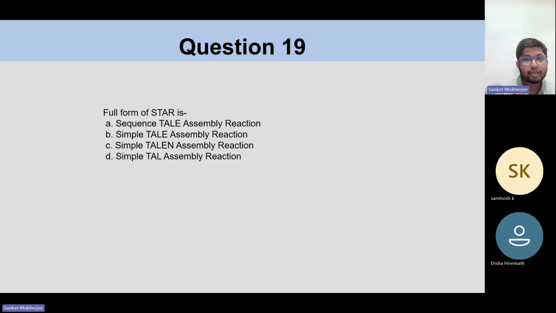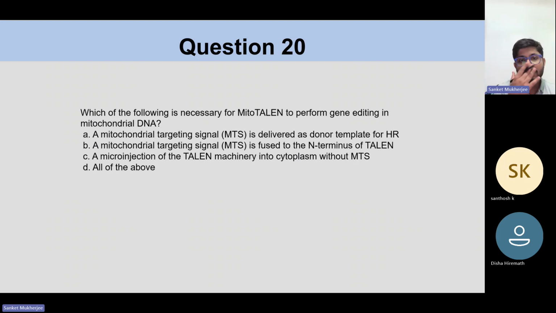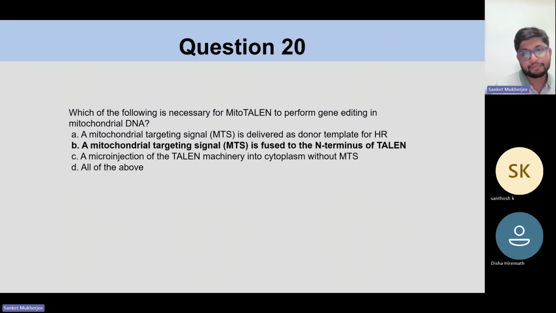Full form of STAR, we have already discussed this. Again, it's a repetition. Which of the following is necessary for mitoTALEN to perform gene editing in mitochondrial DNA? A mitochondrial targeting signal is delivered as donor template for HR. A mitochondrial targeting signal is fused to the N terminal of TALEN. Microinjection of the TALEN machinery into cytoplasm without MTS, or all of the above. B. You are right. We have already discussed it.